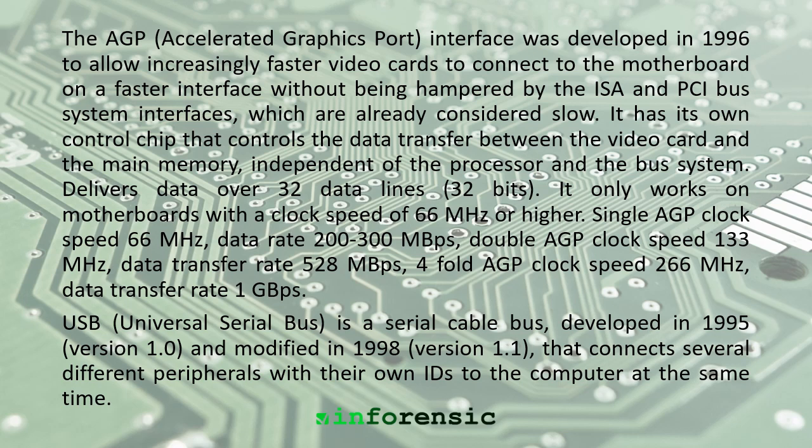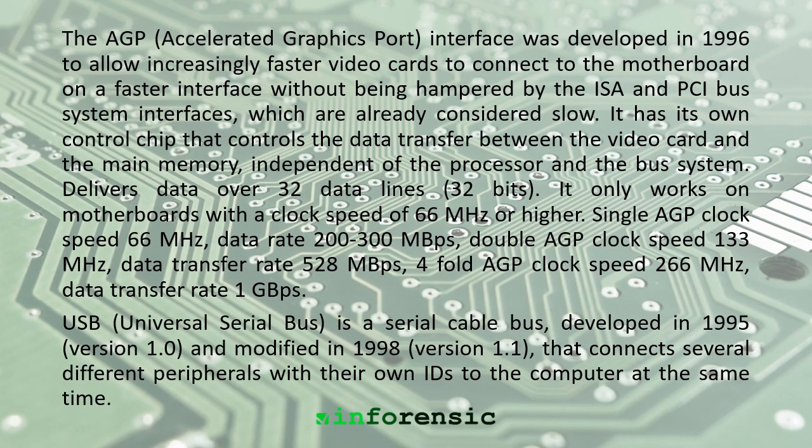Single AGP clock speed 66 MHz, data rate 200 to 300 Mbps. Double AGP clock speed 133 MHz, data transfer rate 528 Mbps. Four-fold AGP clock speed 266 MHz, data transfer rate 1 Gbps.